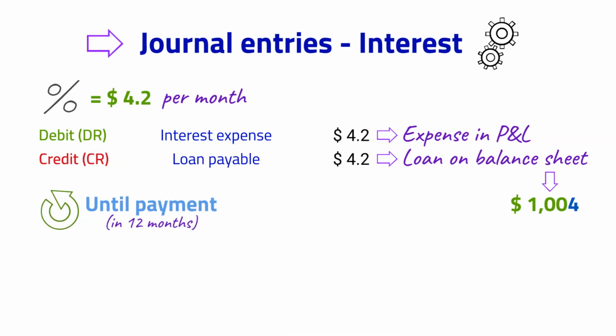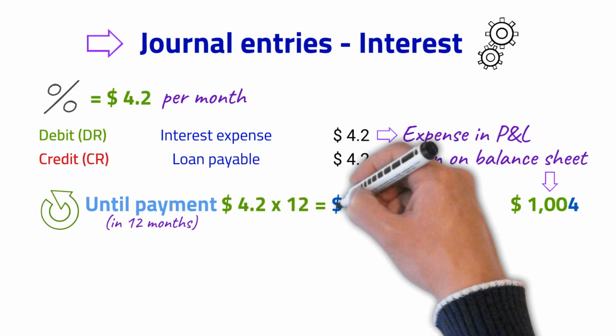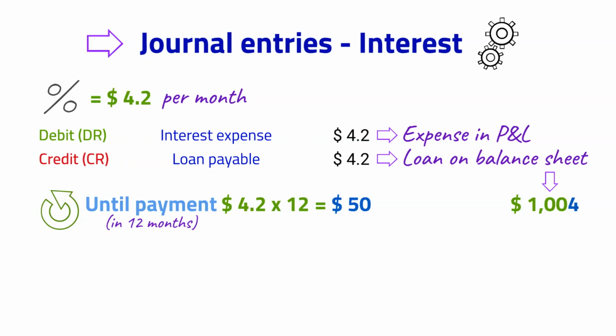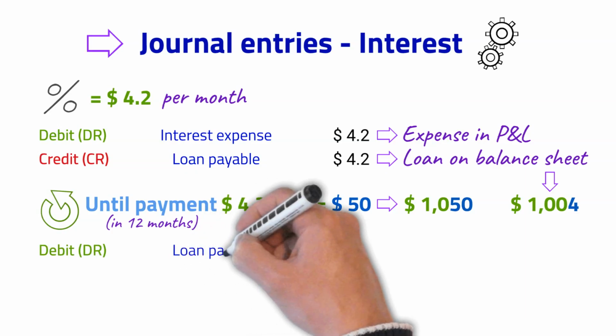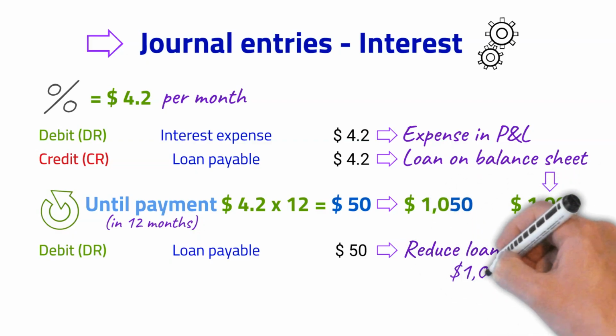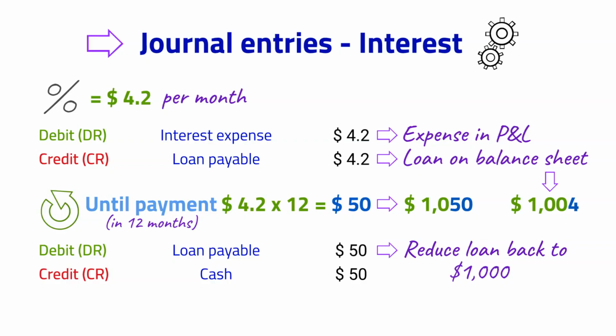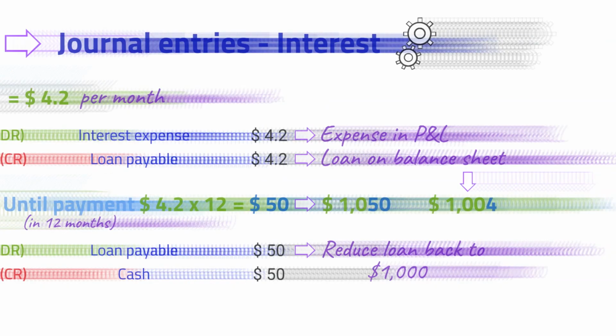If we pay the interest annually, then in month 12 we will have $50 accrued, 4.2 times 12, and the total loan payable will be $1,050. The payment will be recorded as follows. Debit loan payable 50, we reduce the loan back to 1,000 principal. Credit cash 50, we pay in cash. These are two key entries: accrual of interest and payment of interest.